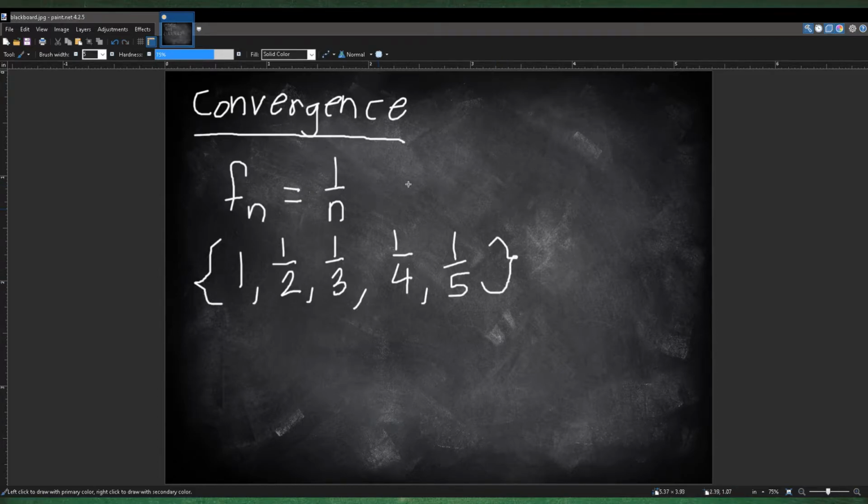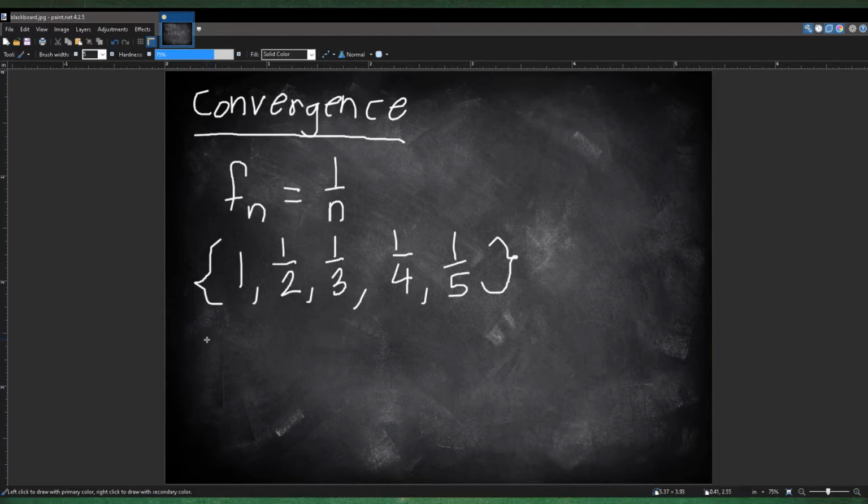So does this sequence converge or diverge? Well, if you look at these numbers, you have 1, somewhat big, 1/2, it's getting smaller, 1/3 even smaller, 1/4 even smaller, 1/5 even smaller. So it looks like it's getting smaller each time. It shows a pattern that it might converge. Convergence means that it's approaching some value. But how do we tell that without writing these numbers down?